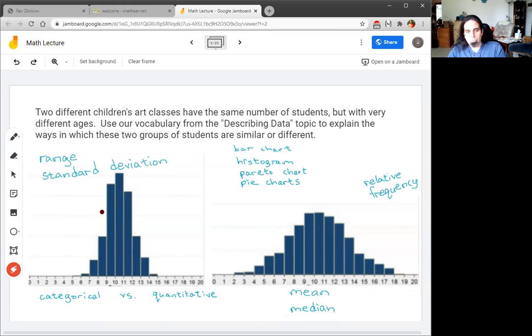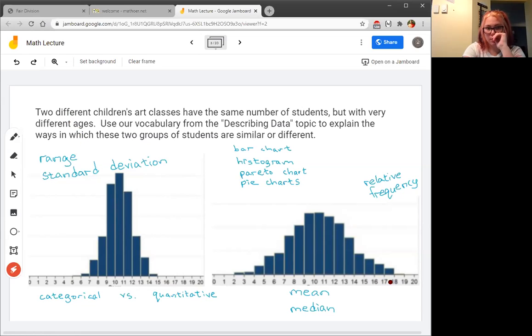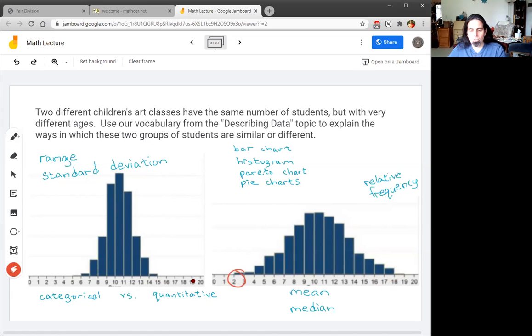Okay, range. Which group has a bigger range? The second chart. The second chart, it goes all the way 18 minus 2 is 16.